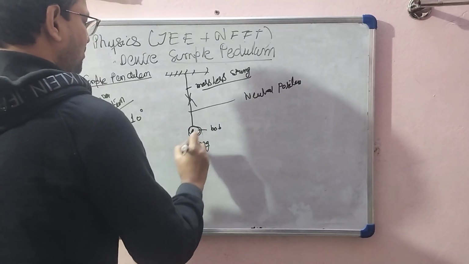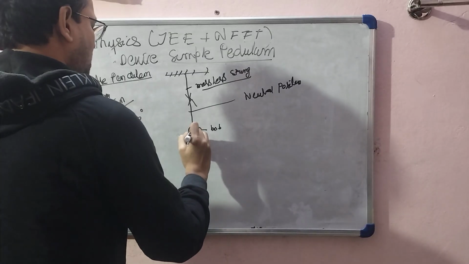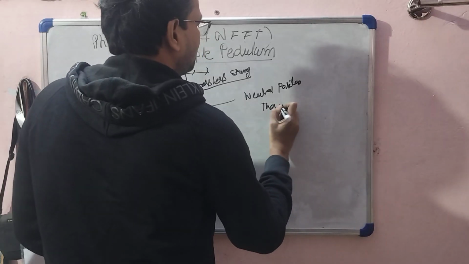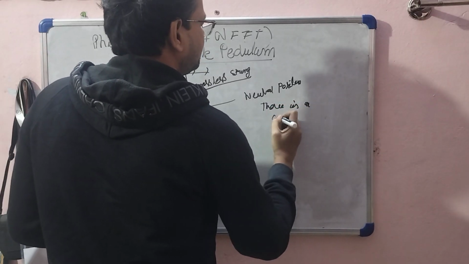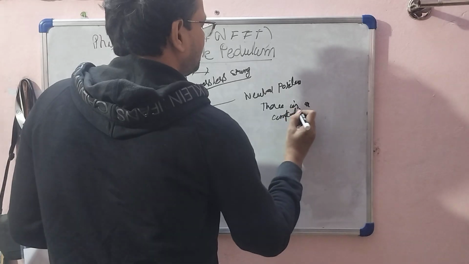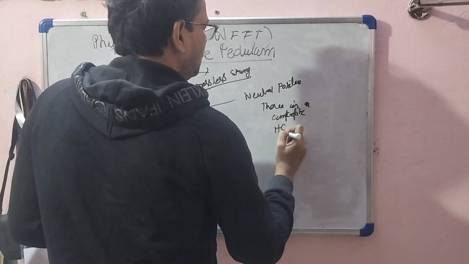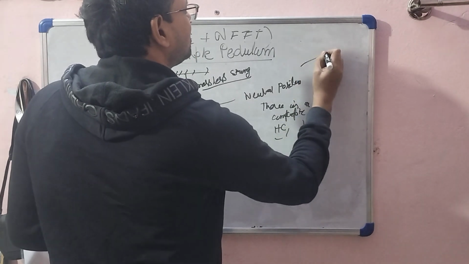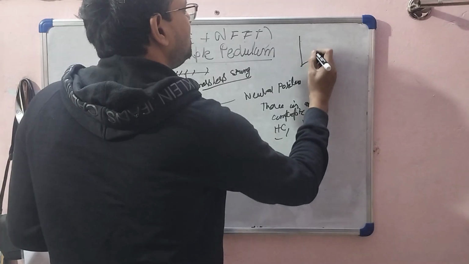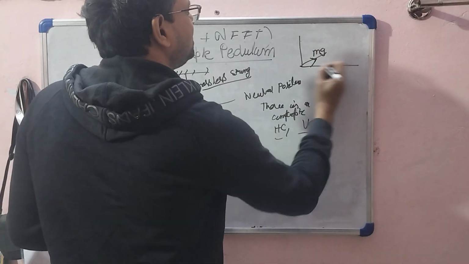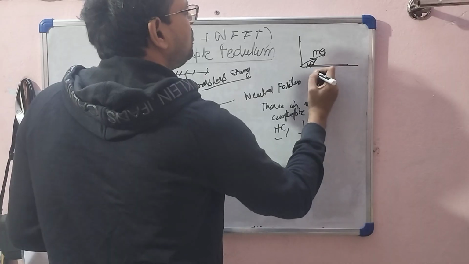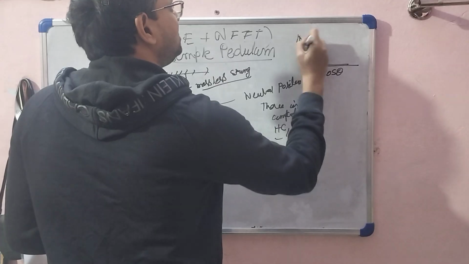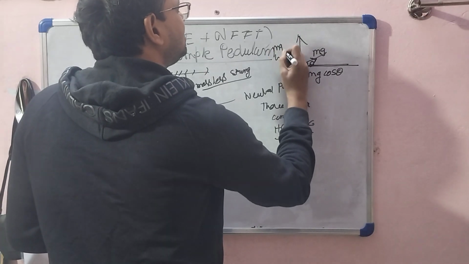There is a concept of horizontal component and vertical component. If there is mg and this is theta, this is the horizontal component mg cos theta, and this is the vertical component mg sin theta.